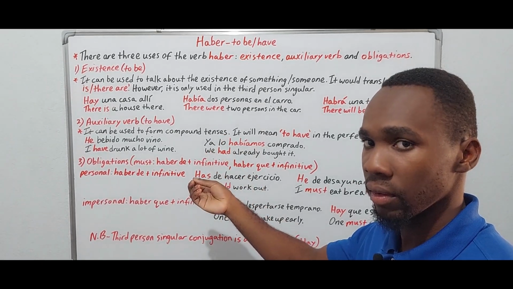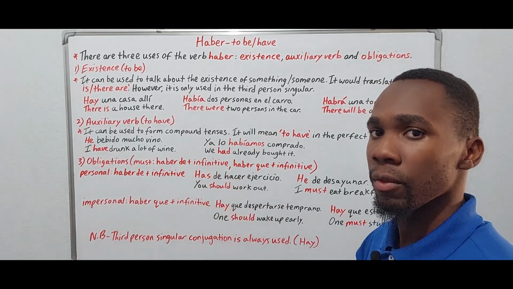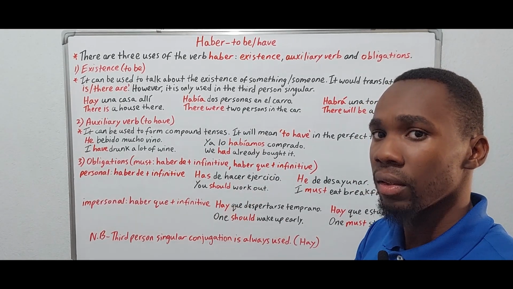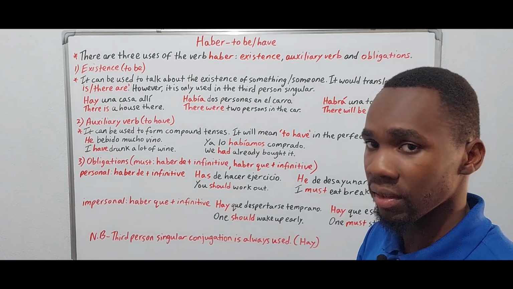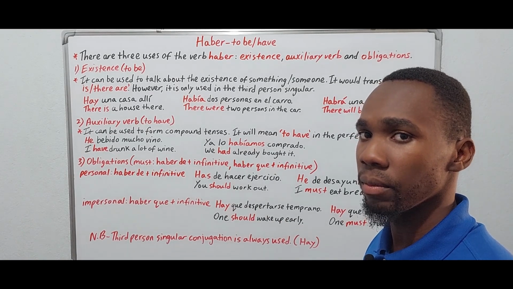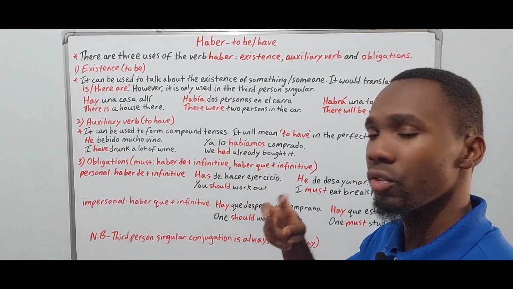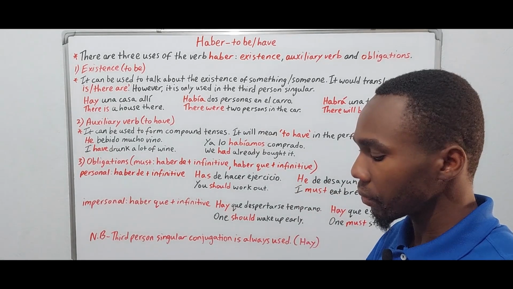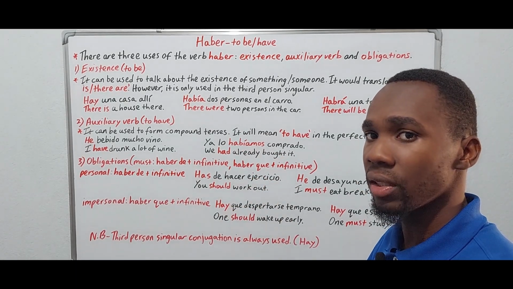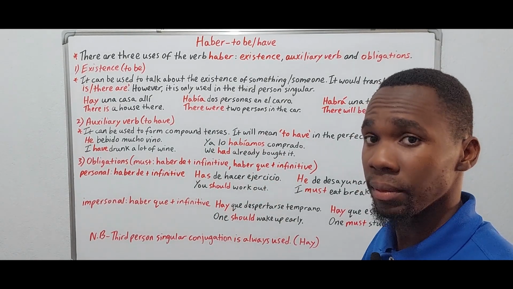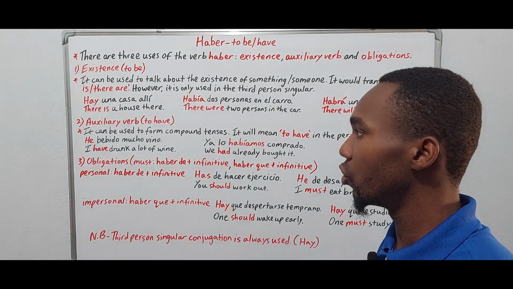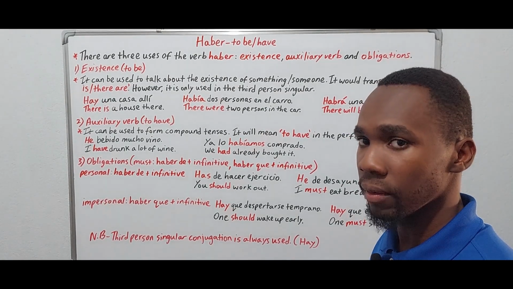So haber in this context is giving us the tense. It's in the present tense, right? So this is the present perfect. Remember, the present perfect comprises the present tense of haber and the past participle of the main verb. Therefore, haber is giving us two things, okay? It tells us who is performing the action as well as the time, the tense. So that would be an auxiliary verb. He bebido mucho vino. I have drunk a lot of wine, right?